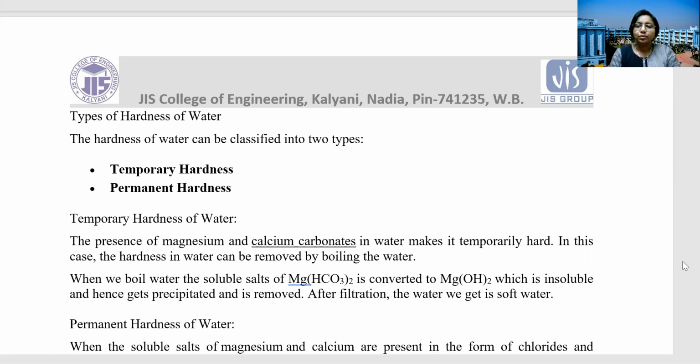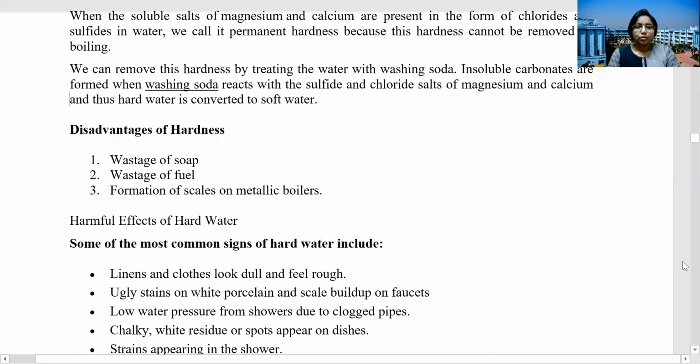Now, what are the disadvantages of hardness? Wastage of soap: I told you hardness means the soap consuming capacity. The higher the hardness, the more soap it will consume. So if we use hard water for washing, we require more soap and it does not form lather easily. Also wastage of fuel and formation of scales on metallic boilers.